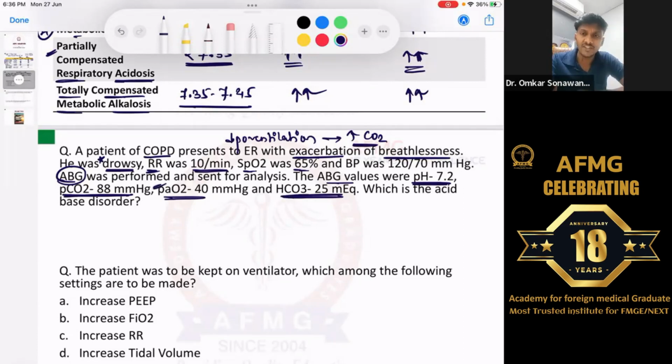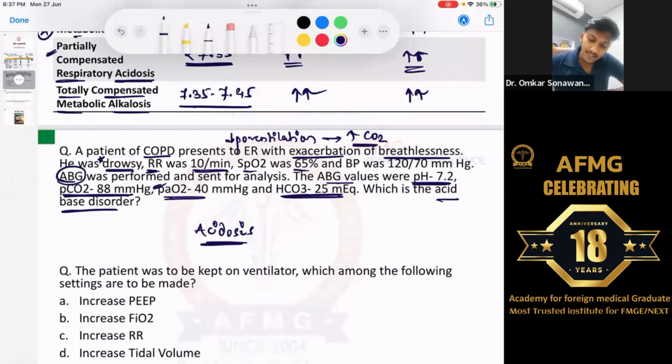PO2 40 mm of Hg, definitely if the patient is having hypoventilation, PO2 values tend to go down because the patient is having hypoxemia as well. Okay? So PO2 is not of very much importance. We need to focus on the other three components as we have discussed in the earlier table as well. So if the pH is less than 7.35, here it is 7.2, definitely, which is the acid-base disorder the patient is suffering, definitely the patient is suffering from acidosis. Okay, if the pH is less than 7.35, definitely the patient is having acidosis. So let's see whether he is having a respiratory or a metabolic acidosis.